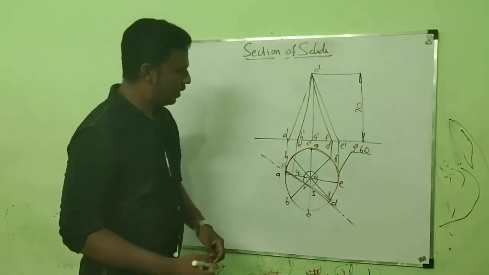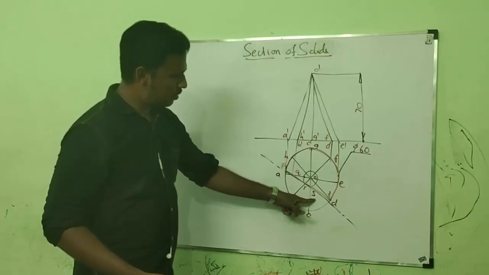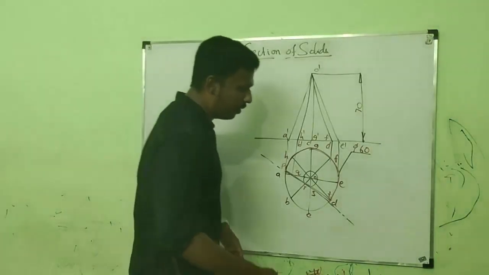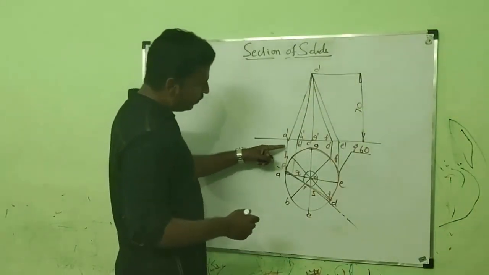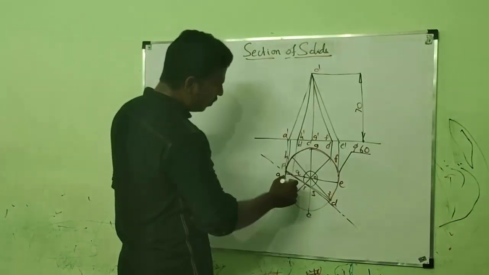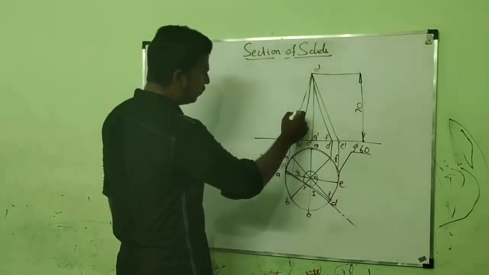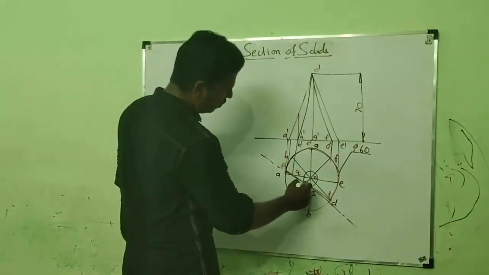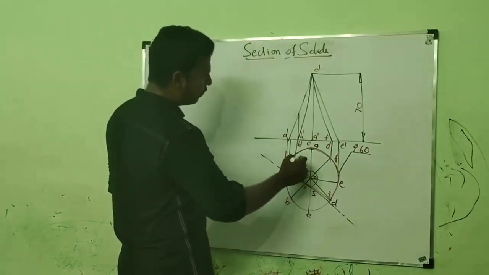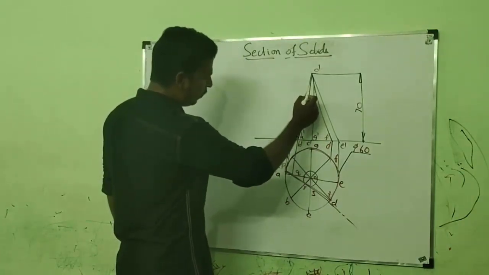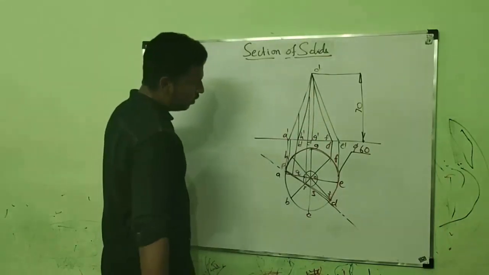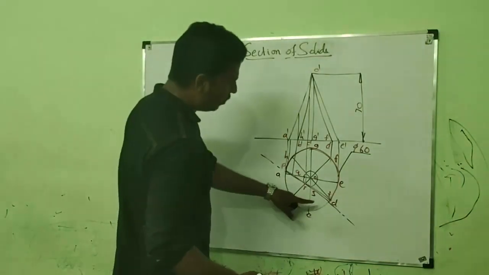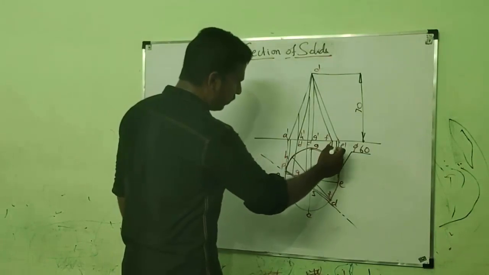Points P and T are in the base edges. Q, R, S are in the lateral edges. Sorry, it's not lateral edge, it is in the generators. Let us transfer the points to the front view. Point P is between A and H, so it is here. Point Q is between OA, so it is here. Then point R is between OB, so it is here. Then point S, let us leave that. Point T is between ED, it is here.